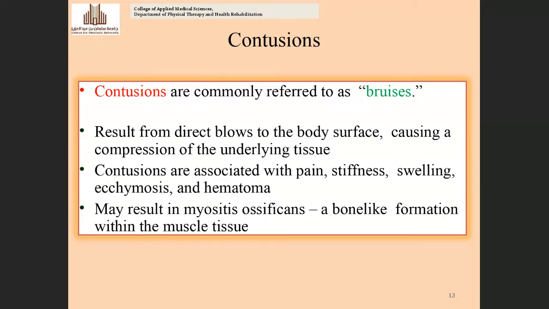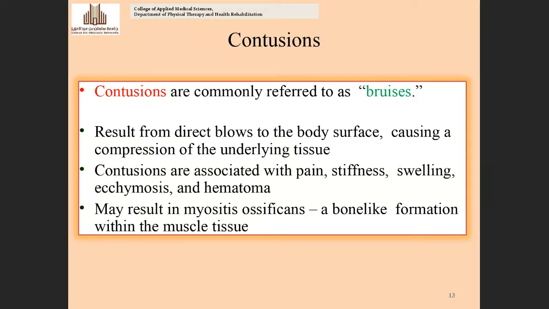If there is any direct injury to your body, it causes compression of the underlying tissues. So the structures or the tissues under the blow area become compressed. Contusions are associated with pain, stiffness, where the area becomes very tight, swelling, and ecchymosis. Ecchymosis means you can see the rupture of blood vessels.